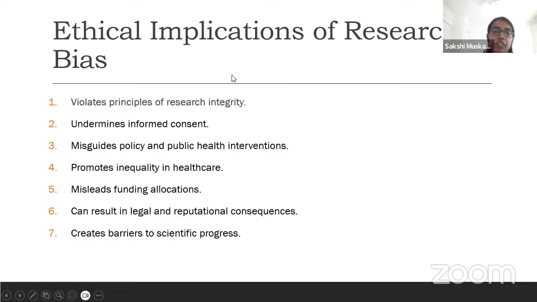Okay, so again, ethical implications of research bias. First, it violates the principle of integrity of research. Second, it undermines the importance of informed consent. Third, it misguides the policy and public health interventions. Fourth, it promotes inequality in the healthcare sector. Fifth, it misleads the funding allocations. Sixth, it results in legal and reputational consequences. And seven, it creates barriers to the scientific progress in our community of research.